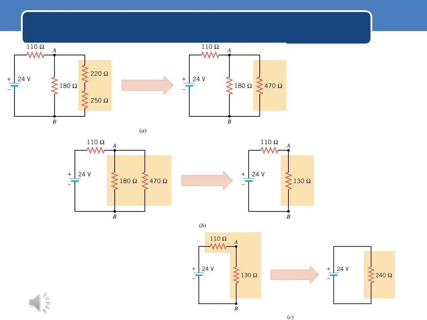Now you have 470 ohm and 180 ohm. They are connected in parallel, so you can find the parallel equivalent resistance of 180 and 470. So you end up with 130 ohm. Finally, now you have 130 ohm connected in series with 110. Then you find the answer here, 240 ohm. The equivalent resistance of this circuit is 240 ohm.